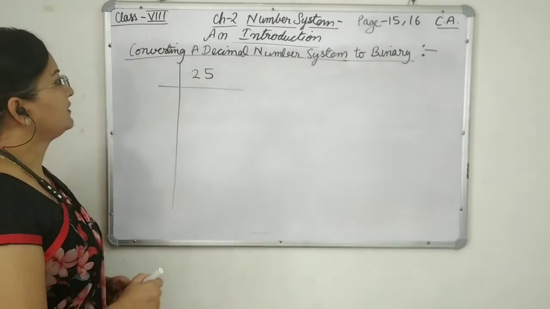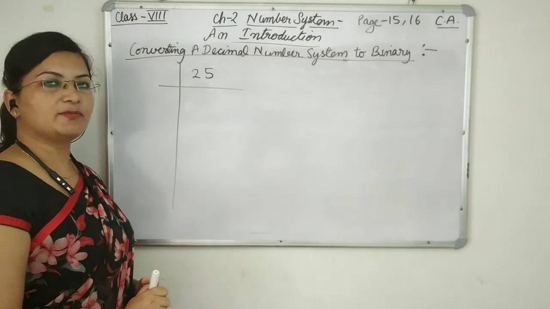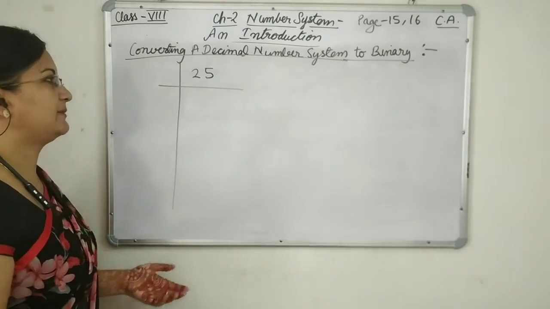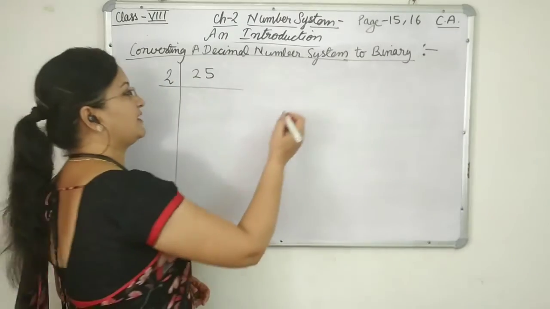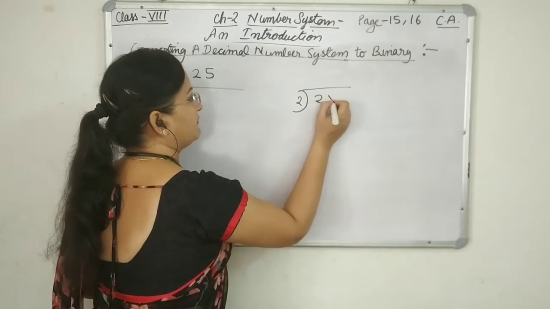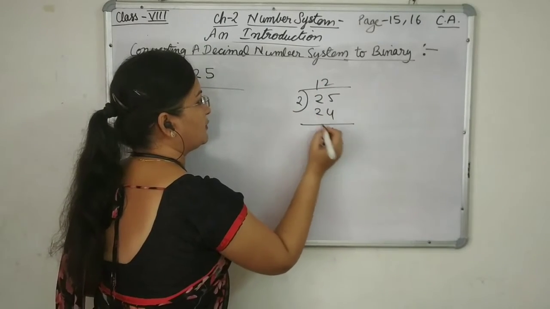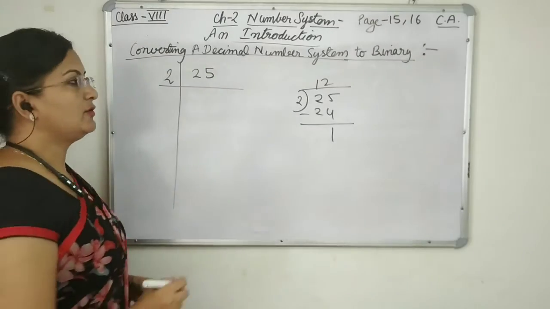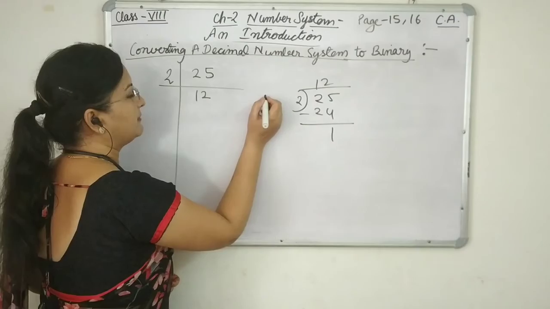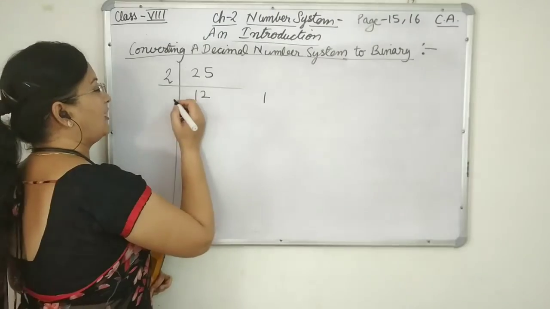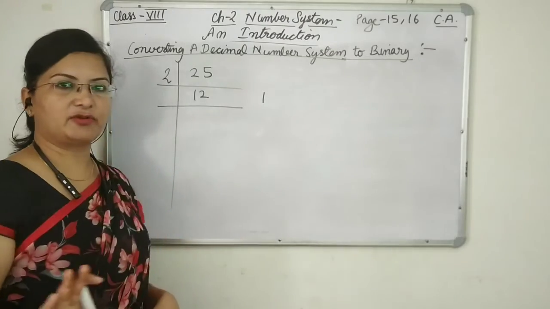So here we have to learn only this: to convert decimal number system to binary number system, we have to divide by 2. So if we divide 25 by 2, what is the remainder? 2 12s are 24, so the remainder is 1. We write the quotient here and the remainder here. Now again we have to divide by 2, until we get 0 in the end.